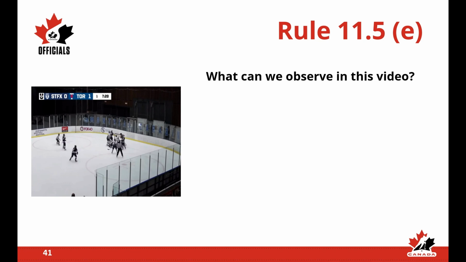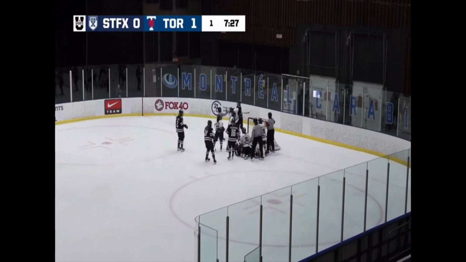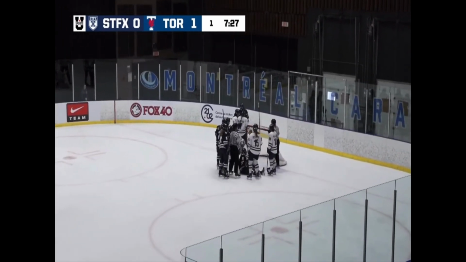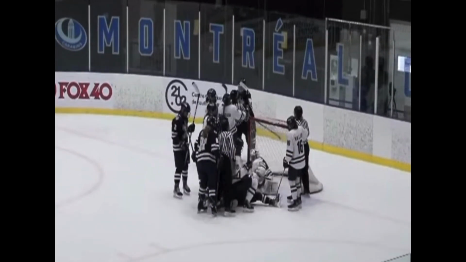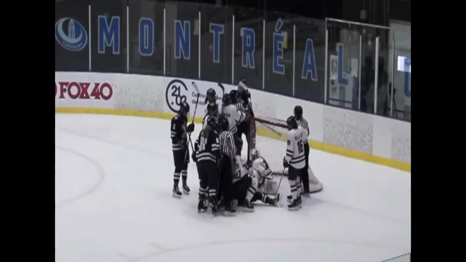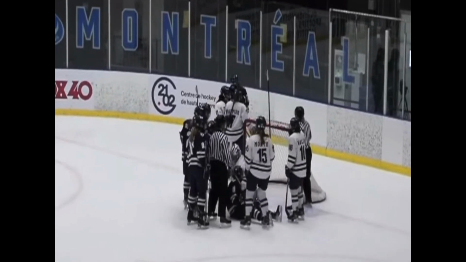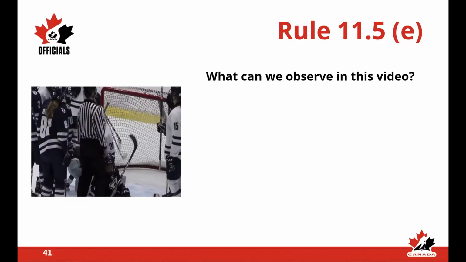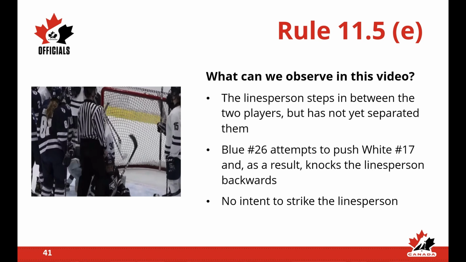The next one, what can we observe from this video? So you can see the players pushing at the side of the net. Linesperson gets in between, and a push on the linesperson as they're trying to separate the players. The linesperson steps in between the two players, but has not yet separated them. Blue number 26 attempts to push white number 17, and as a result knocks the linesperson backwards and off balance. There's no intent to strike the linesperson, but we would have a game misconduct penalty in this situation.